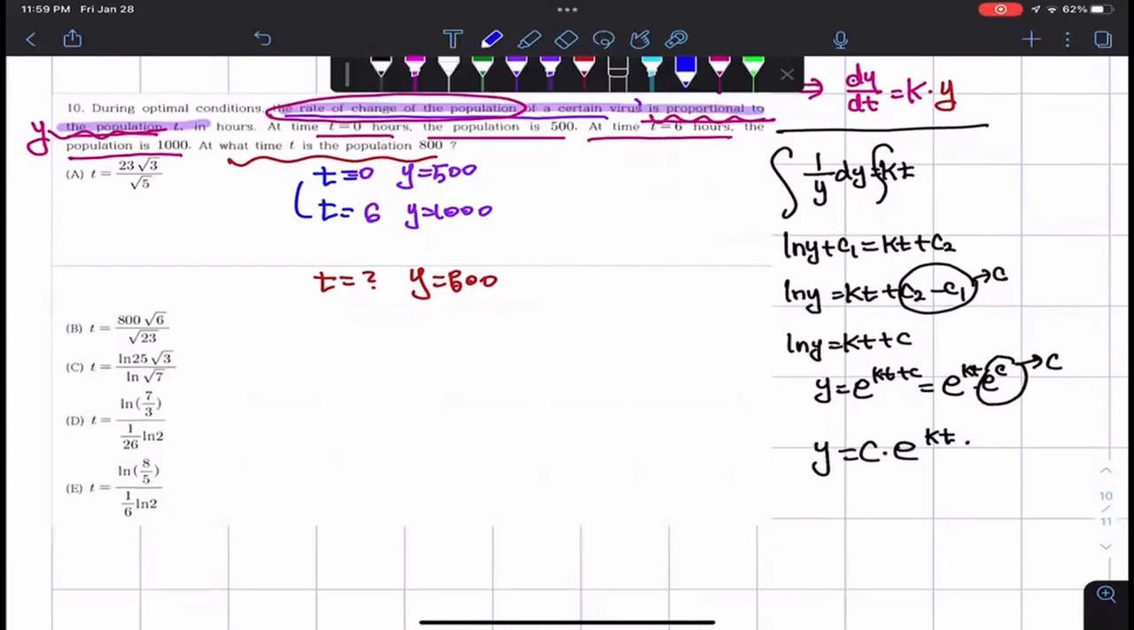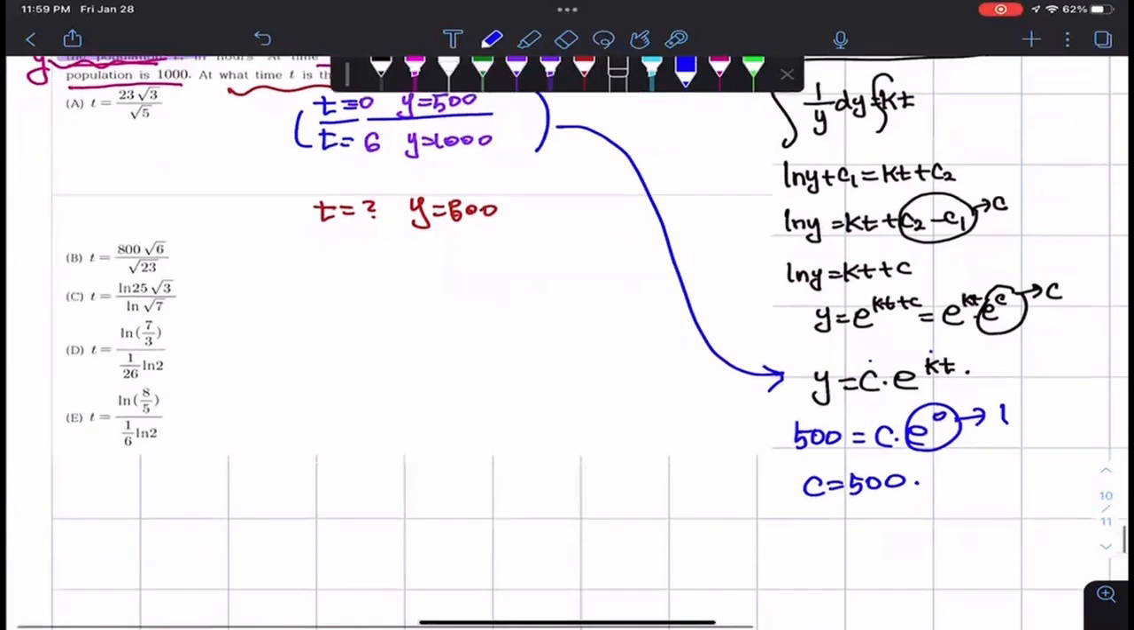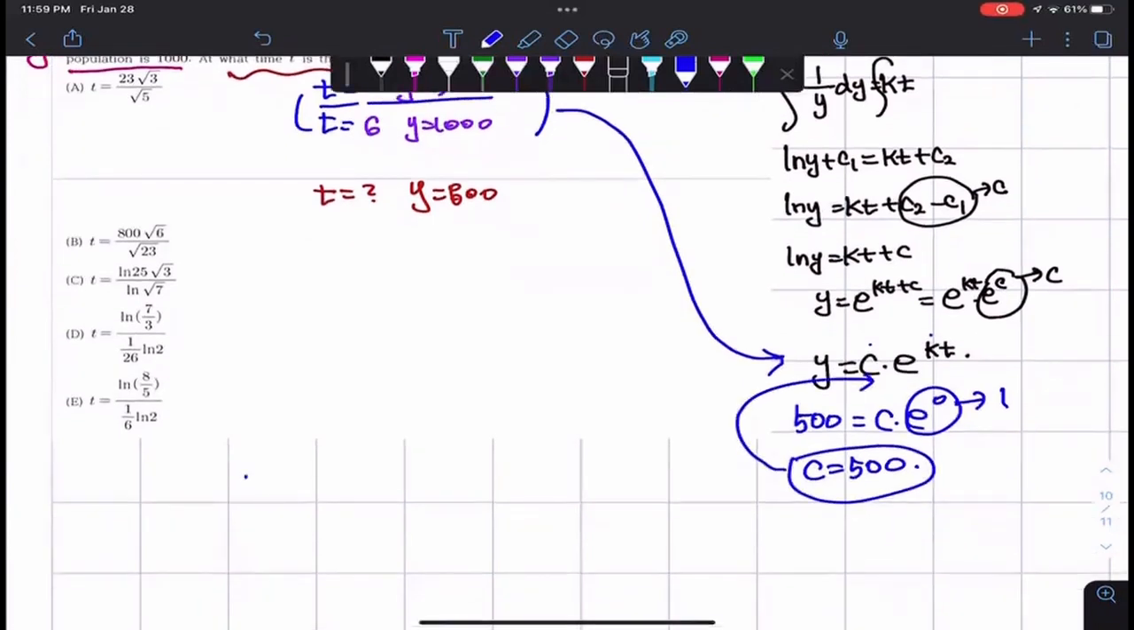Let's find c and k by using these two assumptions. Plug in this very first value, t equals 0, y equals 500. So 500 equals c times e to the power of 0. This is 1, so c equals 500. Plug this value into our equation. So y equals 500 e to the power of k times t.